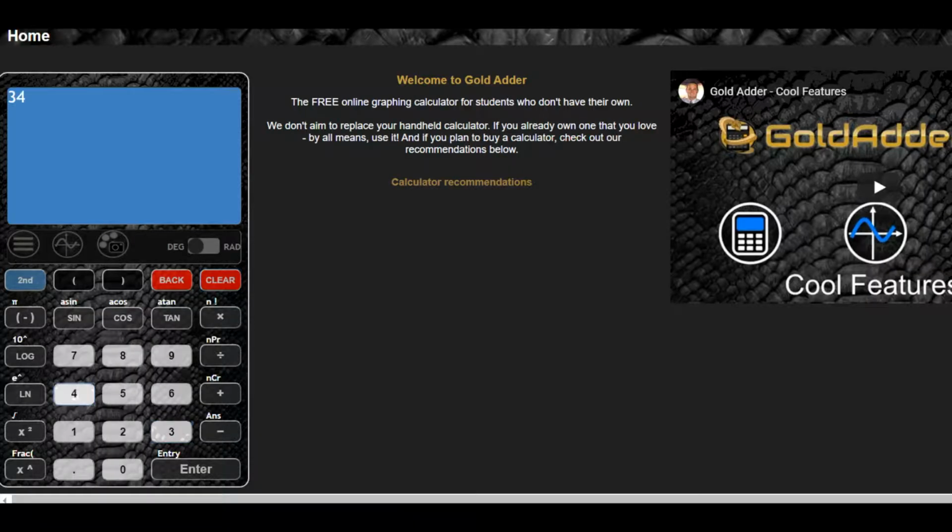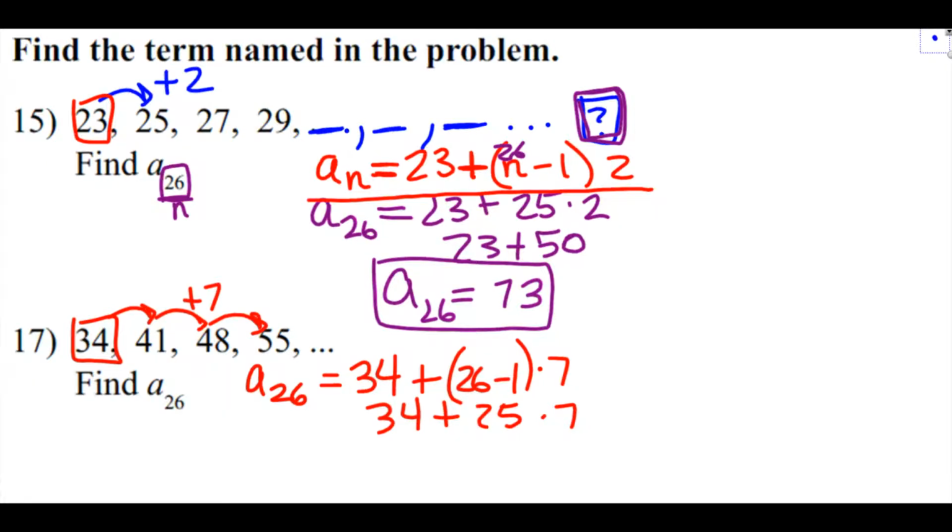So we have 34 plus 25 times 7 is 209. The answer is 209. The 26th term, A26, equals 209.